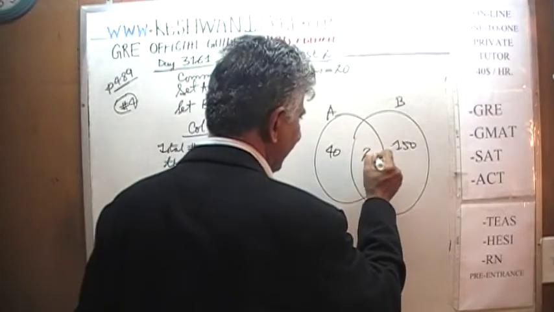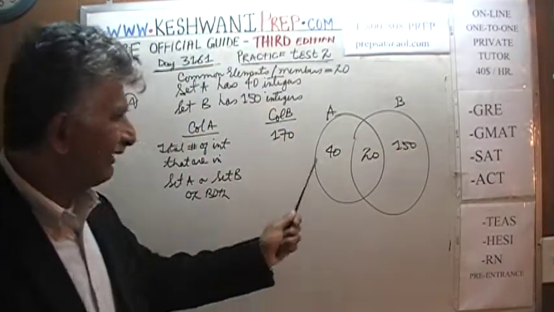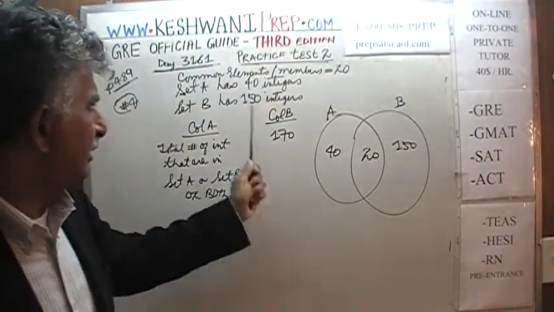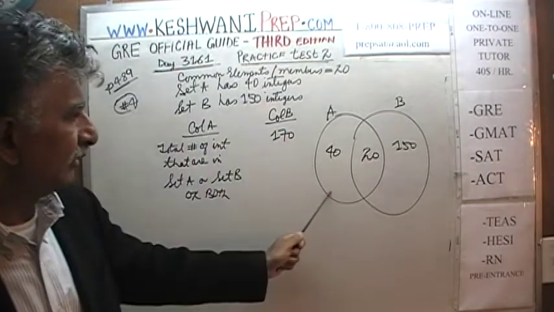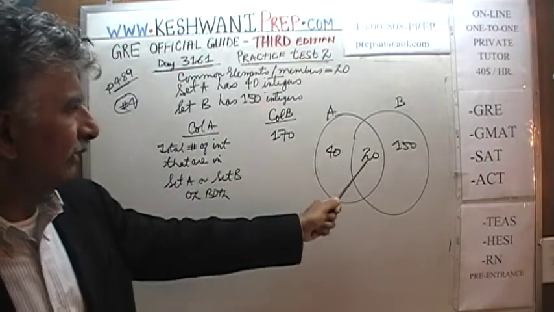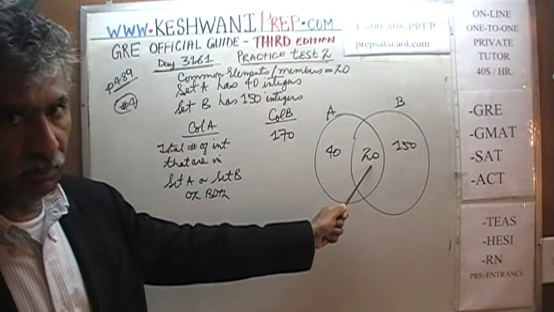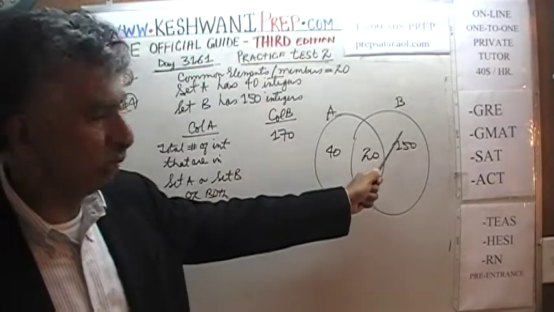They are common. They appear here. But when we say that set A has 40 integers, this is telling us set A has 40 integers. In those 40 integers, these 20 are included. It just so happens that these 20 also belong to set B.